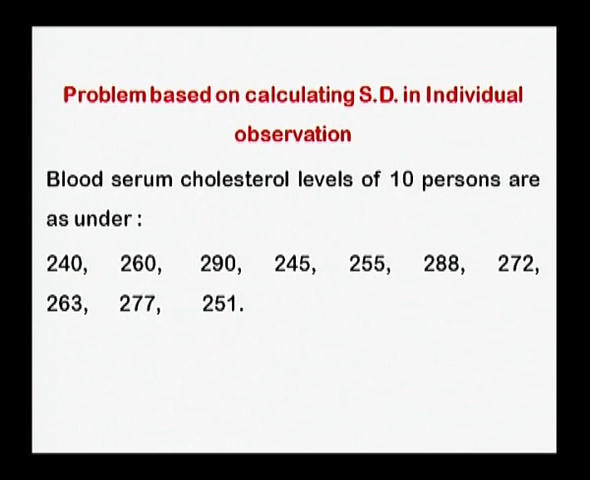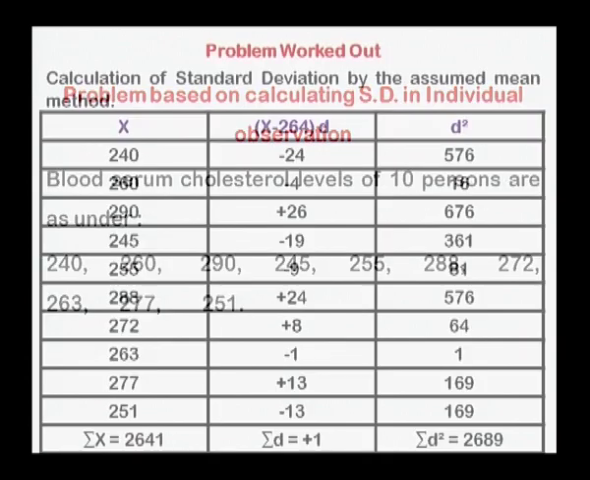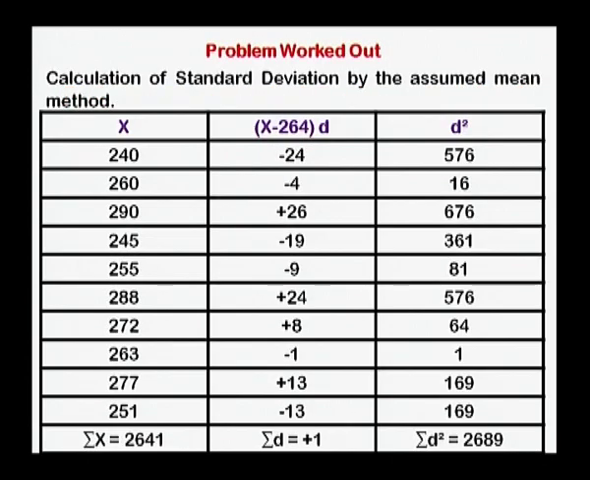Now, we discuss a problem based on calculating standard deviation in individual observations. Blood serum cholesterol levels of 10 persons are as under: 240, 260, 290, 245, 255, 288, 272, 263, 277 and 251. Now, we solve the problem. Calculation of standard deviation by the assumed mean. Now, x is 240, 260, that is given. After that, we assume the mean as 264 and find the deviations.